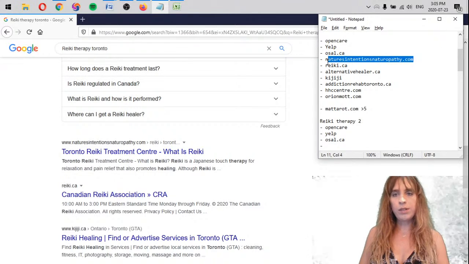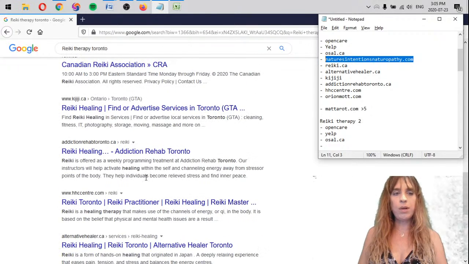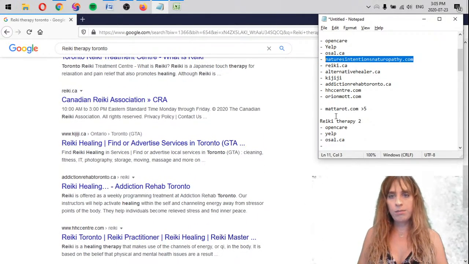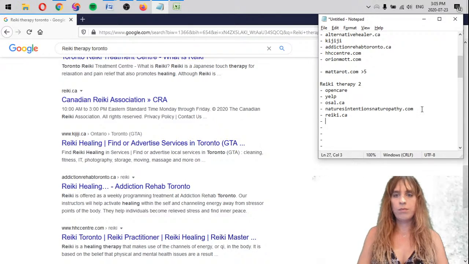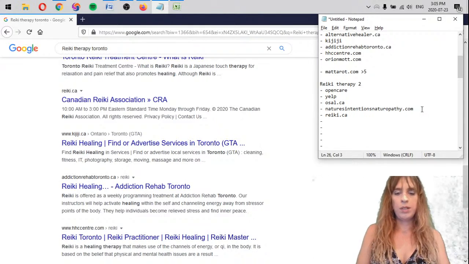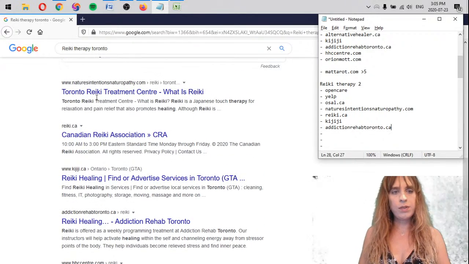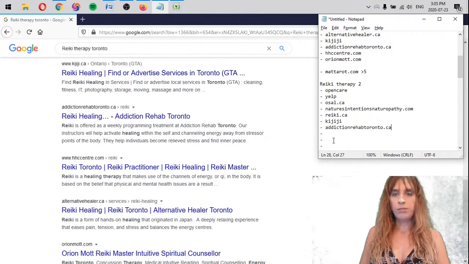Are these identical results? Sometimes they are. Am I in the identical? Okay, no, I'm not. I'm on a different IP. Perfect. Reiki.ca. Did I miss alternative healer? No, they're just not showing up. Okay.